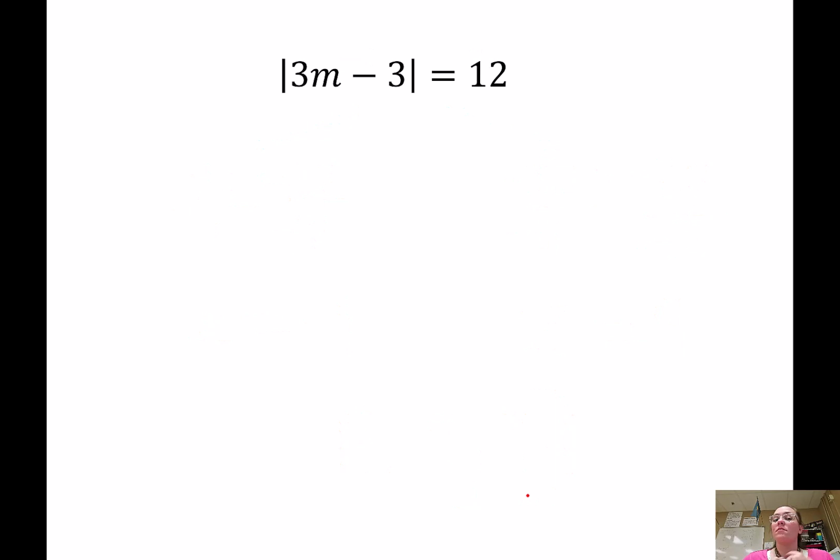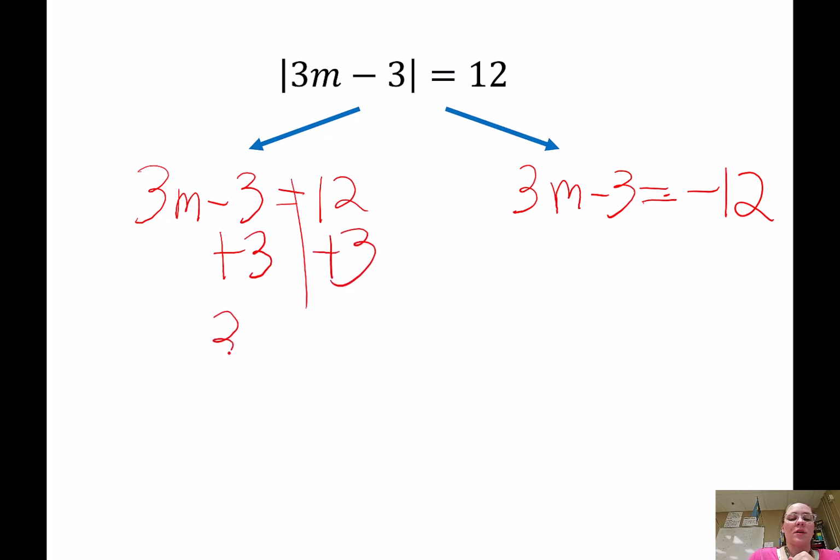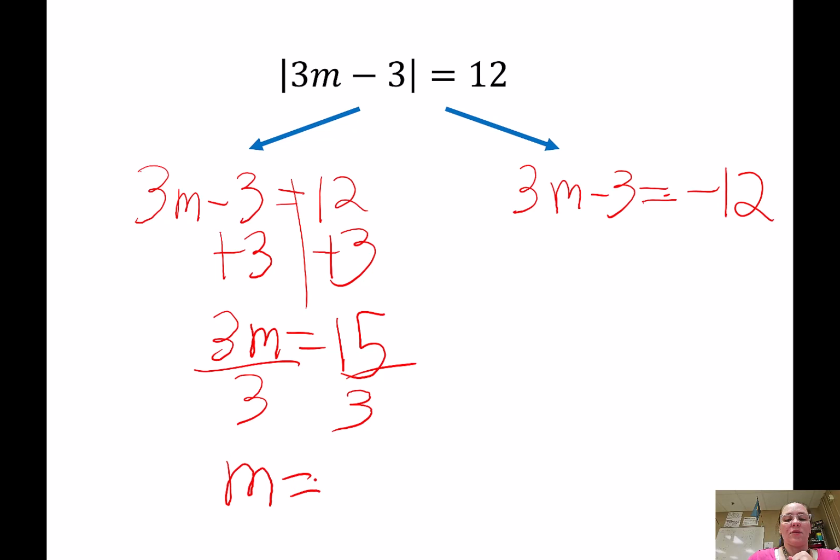All right, let's get a little more into two-step equations. So I've got the absolute value of 3m minus 3 is equal to 12. So we get 3m minus 3 equals 12, and 3m minus 3 equals negative 12. So from here, it's just solving a two-step equation. I'm going to add 3 on both sides here. So I get 3m equals, well, 12 plus 3 is 15. Divide both sides by 3. And I get m is equal to 5.